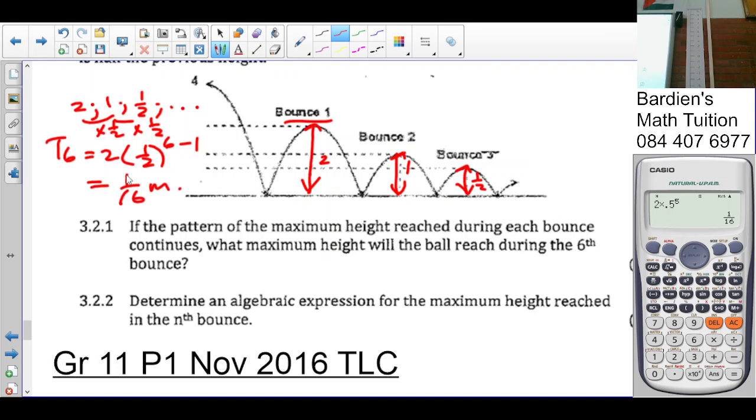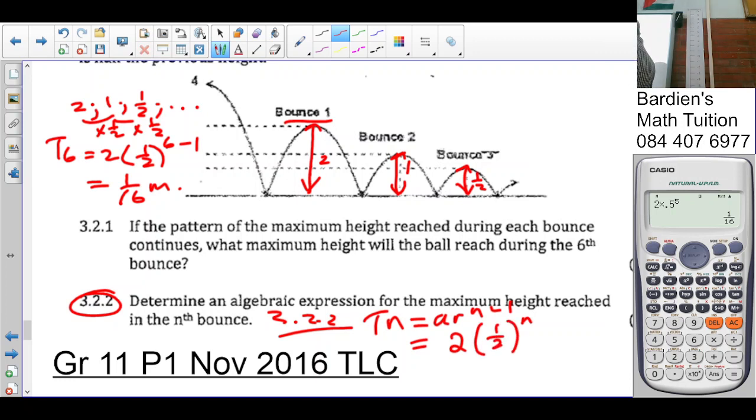Then the question says in 3.2.2, determine the algebraic expression for the maximum height reached in the nth bounce. So whenever they're talking about an algebraic expression, they're referring to the general formula. So Tn is equal to ar to the n minus 1. I've dealt with the formula already. It's going to be 2 into a half to the n minus 1.